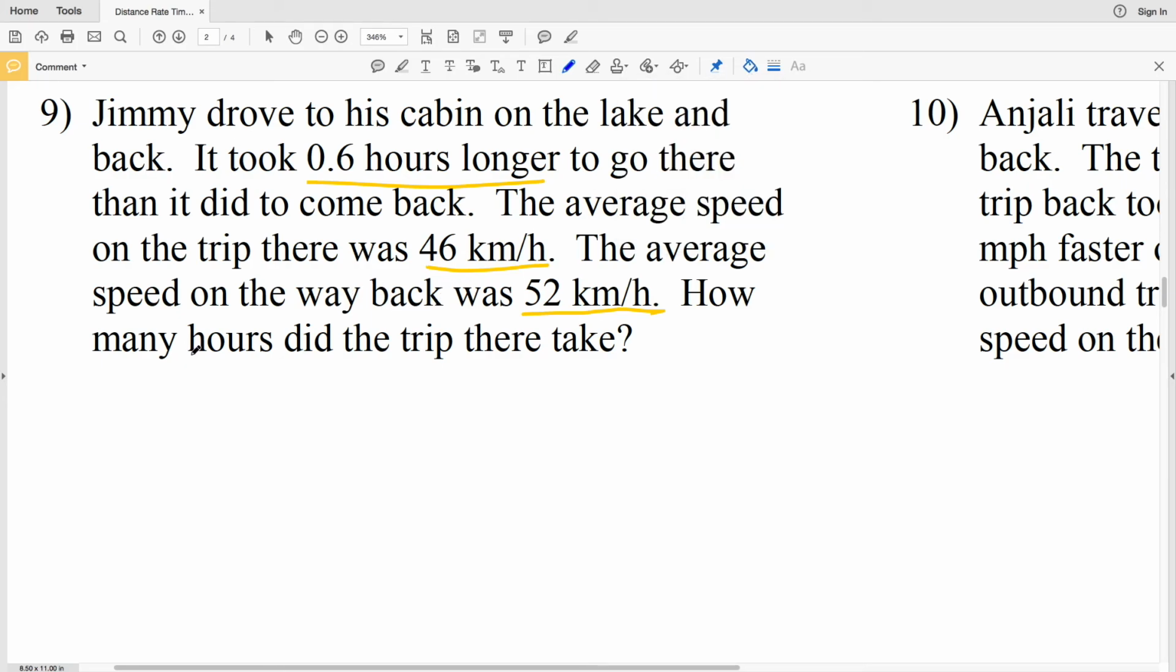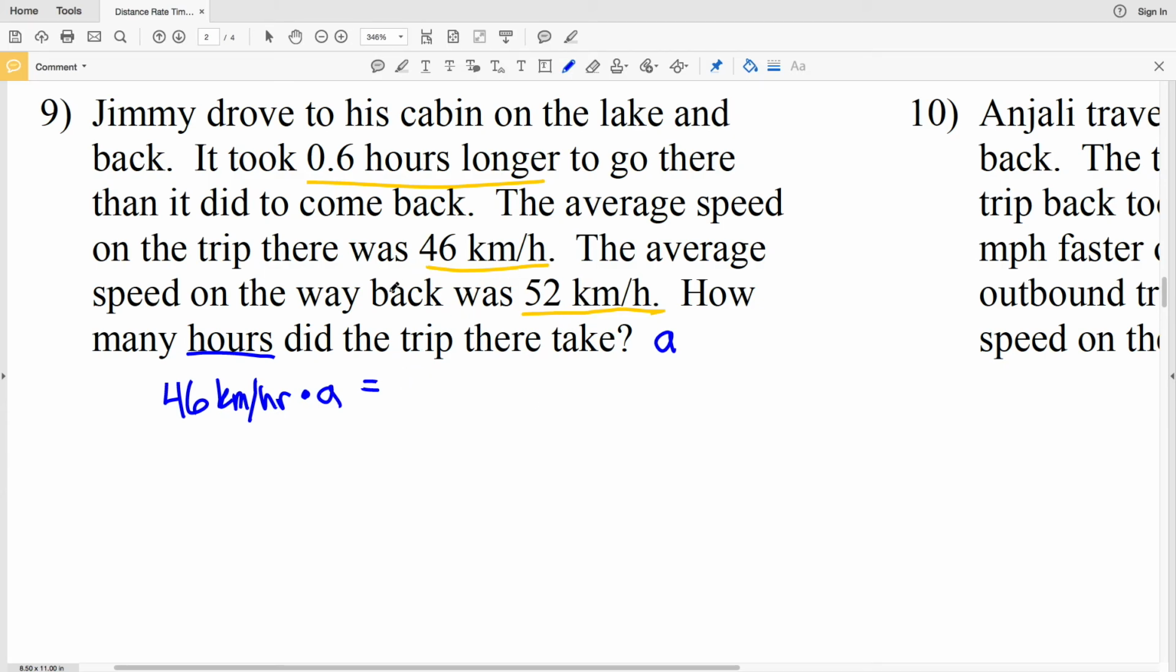Our variable is going to represent the number of hours it took to get there. So let's call this variable A. The average speed of the trip there was 46 kilometers per hour. So we're going to have 46 kilometers per hour times how many hours it took to get there, which is our variable A. That distance is going to be equal to the distance it took to go back.